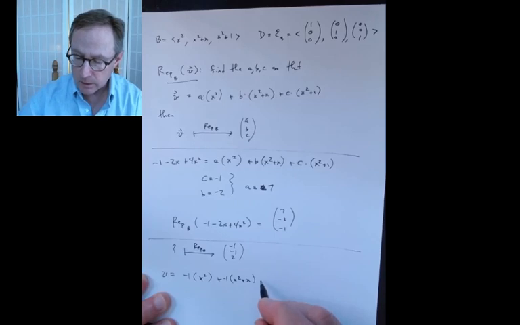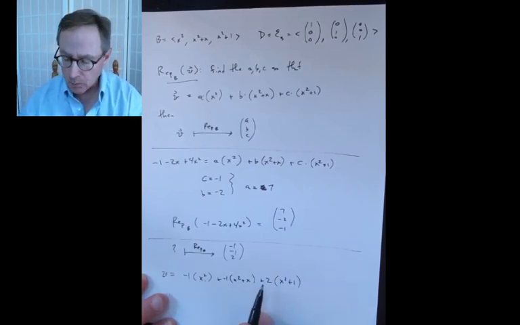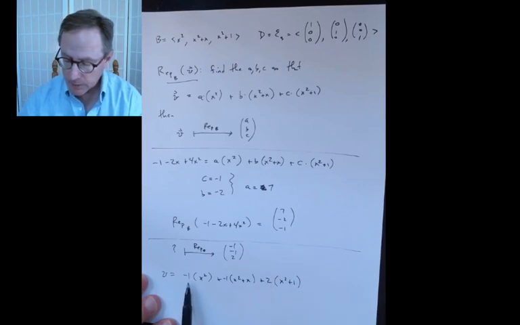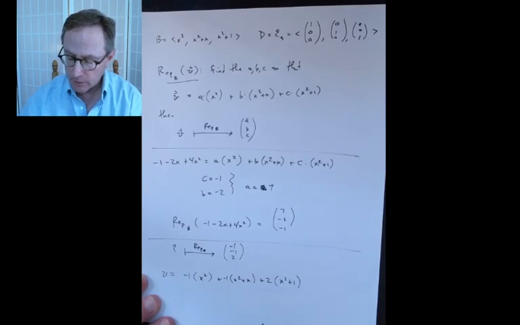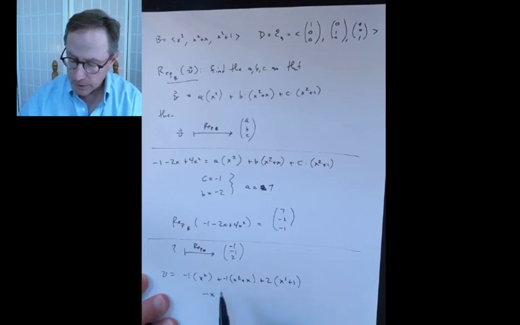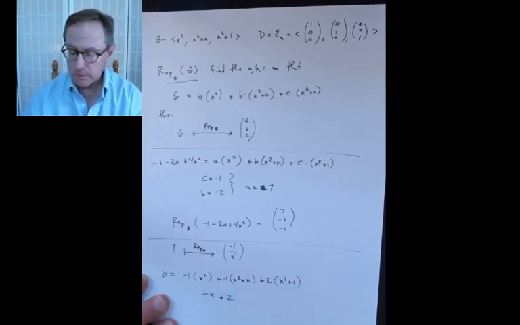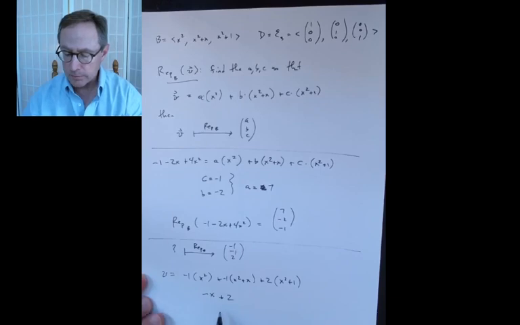And c is 2 here. X squared plus 1. And if you can read the handwriting and work out what is supposed to happen, I think I've got minus x squared, another minus x squared, 2x squared, so I think I get 0 for x squared. I've got minus x, so minus x and a plus 2. Okay, so v is plus 2.